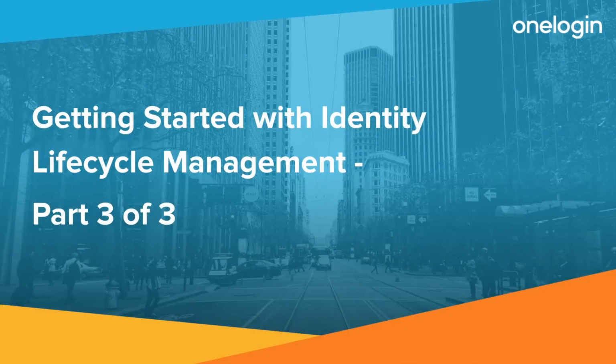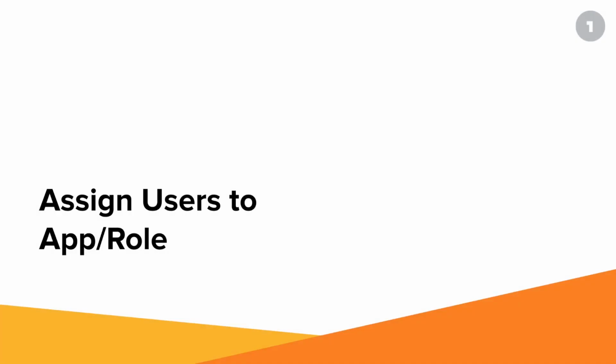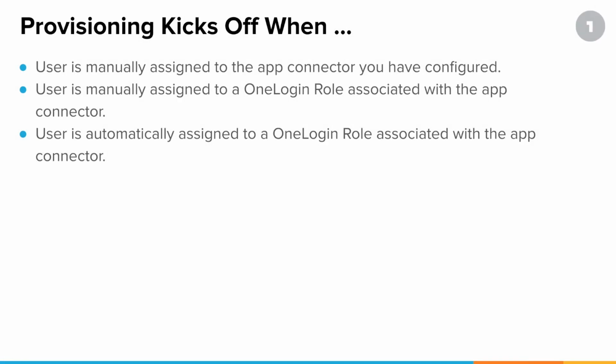Welcome to Getting Started with Identity Lifecycle Management for the third and final part. Now, remember, again, user provisioning doesn't actually kick in until a user is assigned to the app. So, again, how does that happen? Well, the user could be manually assigned to the app connector. We demoed that earlier. That's how we added Miss DDoS to the app and tested out with some other users.